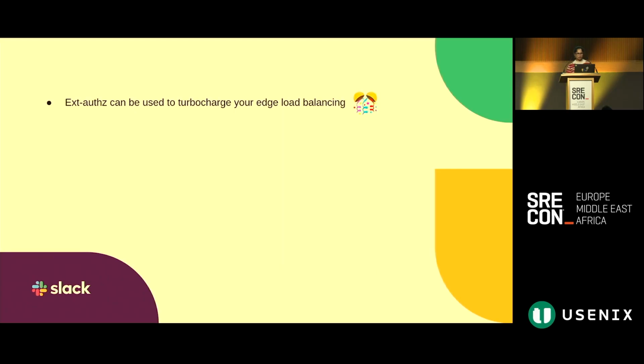The ext_authz filter plus the auth service plumbing can be used to turbocharge your edge load balancing and load management. It really, really works, and we have tested that at scale. Increased visibility into where your traffic is coming from unlocks a lot of capabilities, not just in regular operations, but in incidents and troubleshooting.